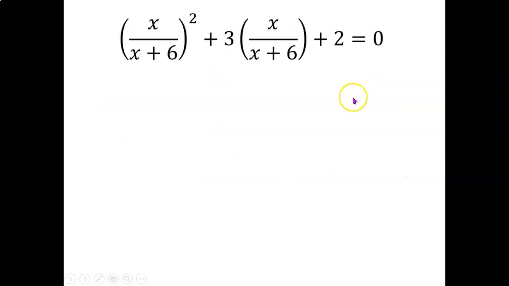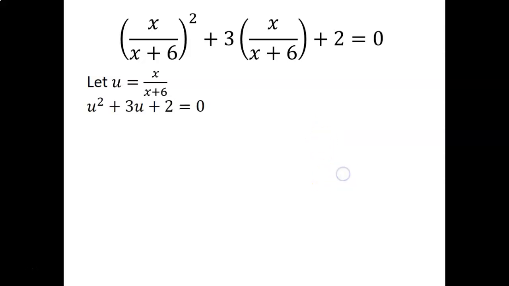For example, here we have an equation where it's like a quadratic equation, except the thing that's being squared and then appears just to the first power is x over x plus 6. So I'm going to let u stand for x over x plus 6. I'm going to rewrite this equation, but where it used to have x over x plus 6, I'm just going to put u in place to stand for that. u squared plus 3u plus 2 equals 0.